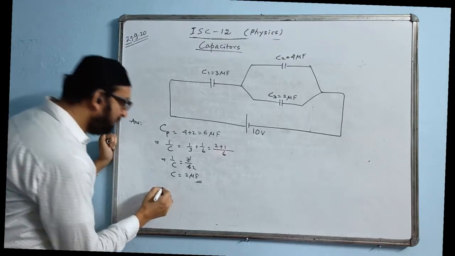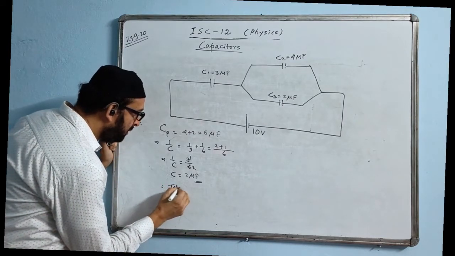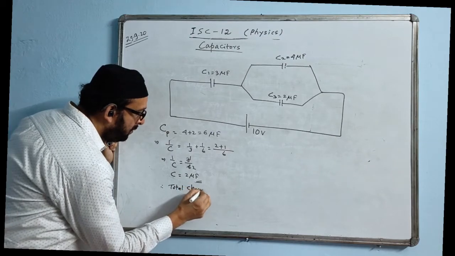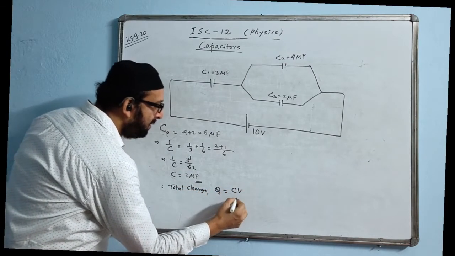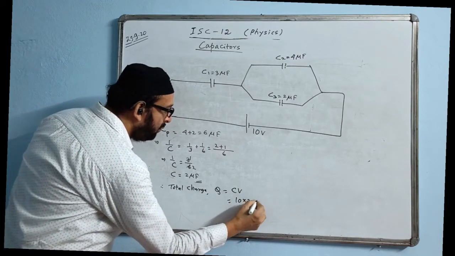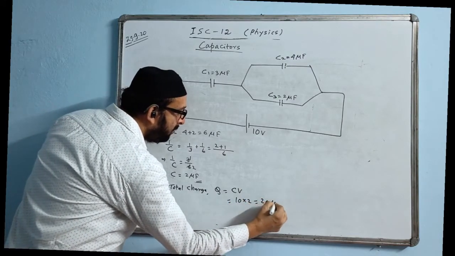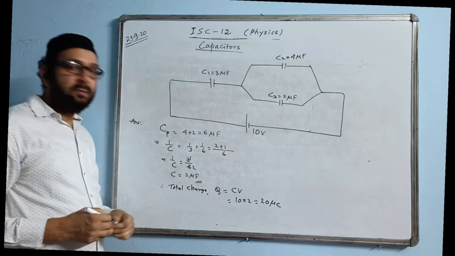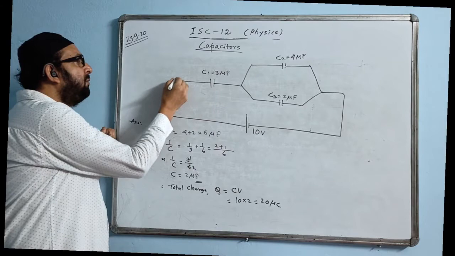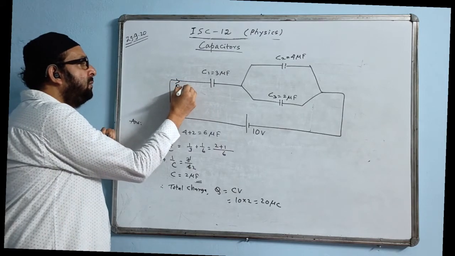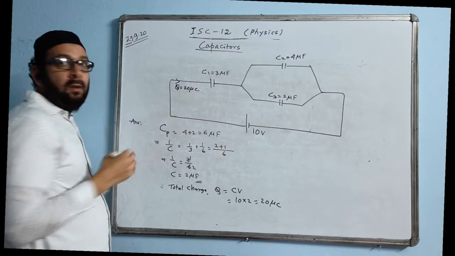Now we find total charge. Therefore, total charge Q is equal to CV. C value is 2 and the value V we have is 10, so it is coming 20 microcoulomb. Unit of Q is microcoulomb. So 20 microcoulomb is the value of total Q.